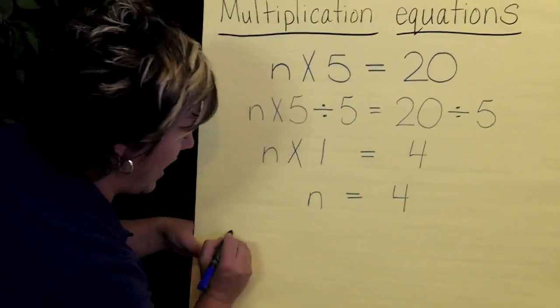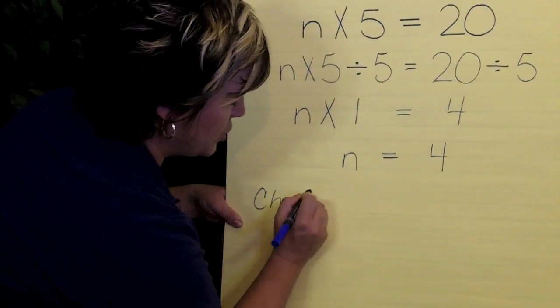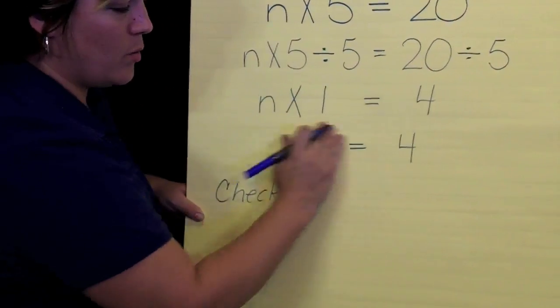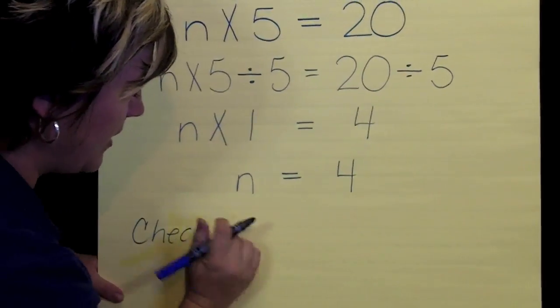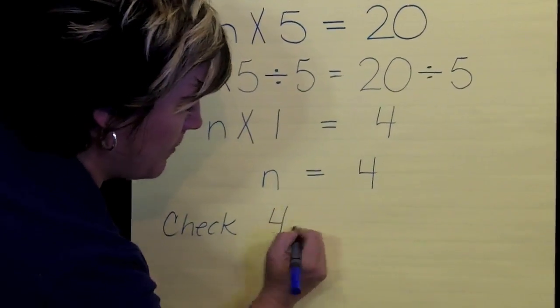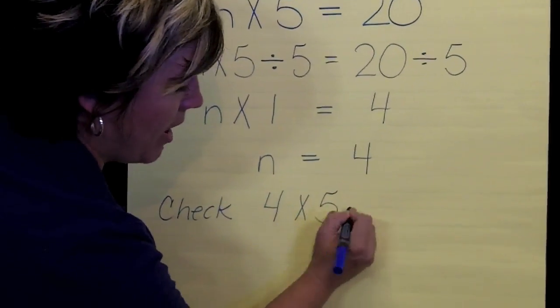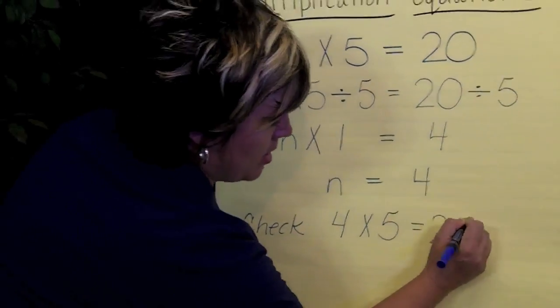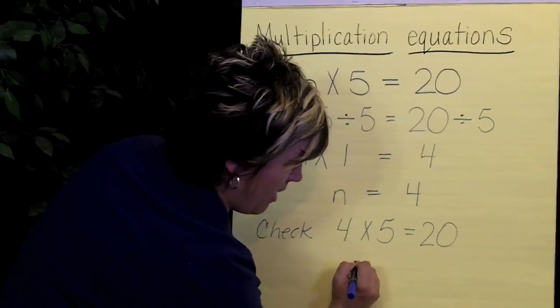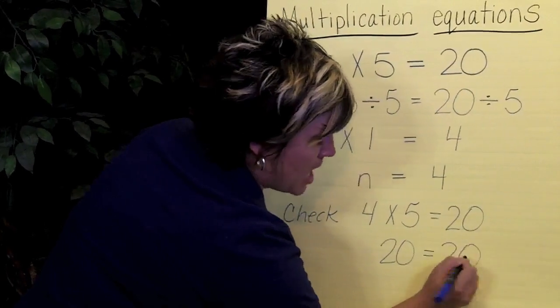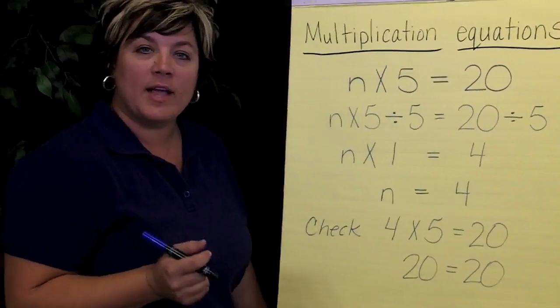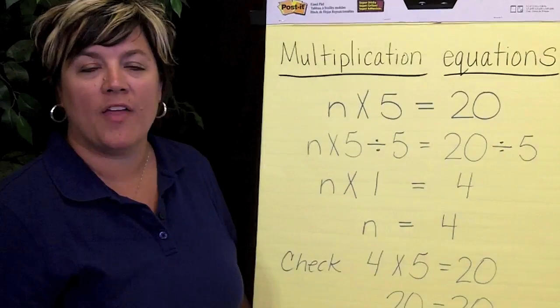Let's go ahead and do a check on this to make sure that we're right with our variable. Up here I had n times 5 equals 20, so instead of the n, I'm going to put 4 times 5 equals 20. And when I solve 4 times 5, that is 20 equals 20. So we see that we do have a balanced equation. We have 20 on one side and 20 on the other side.